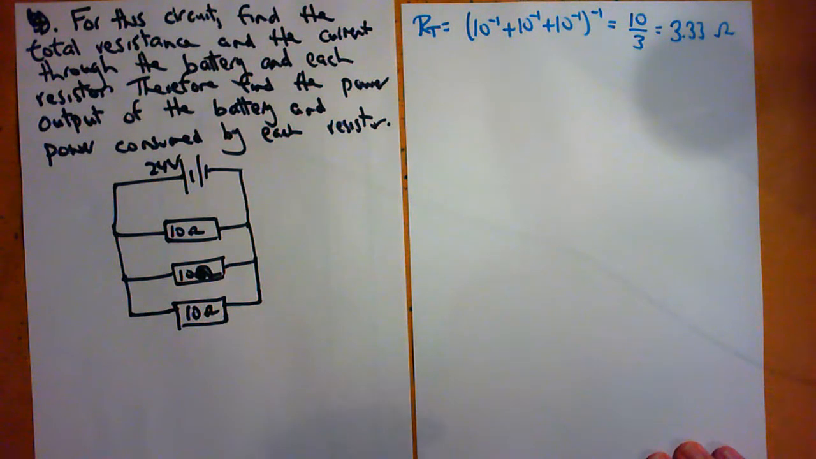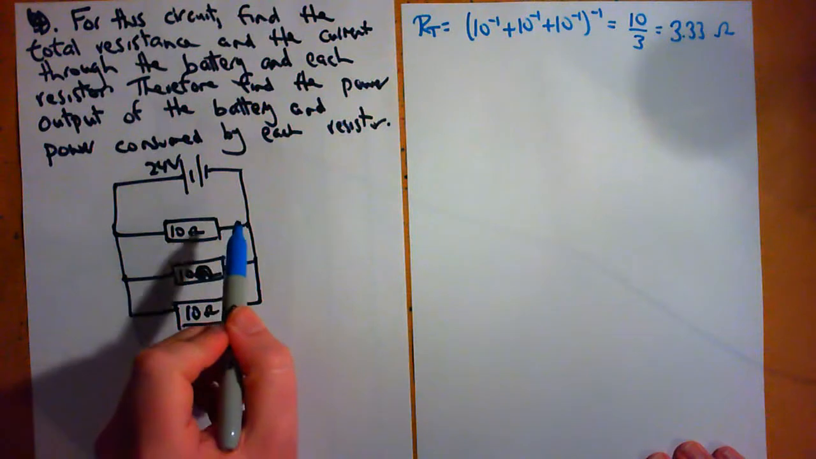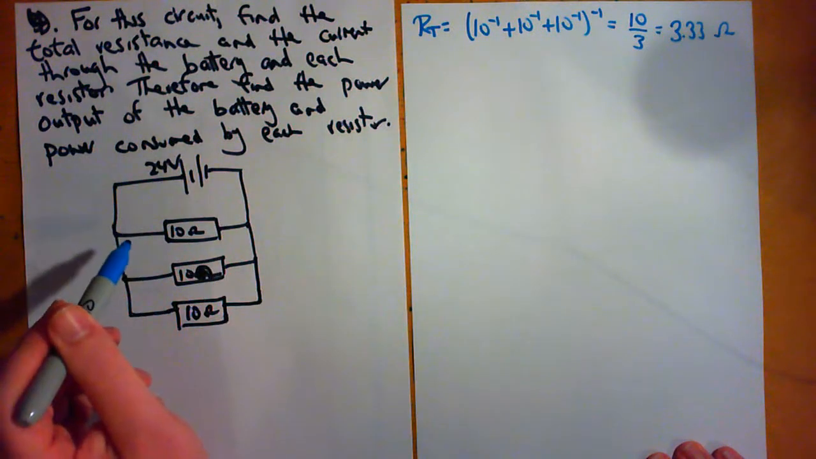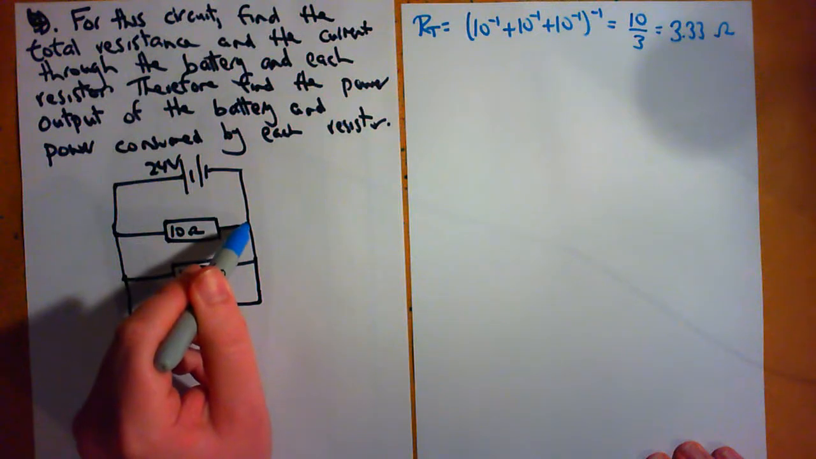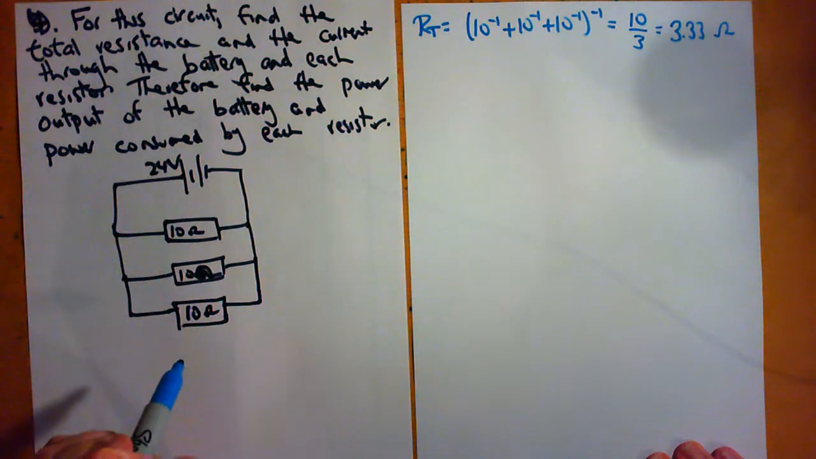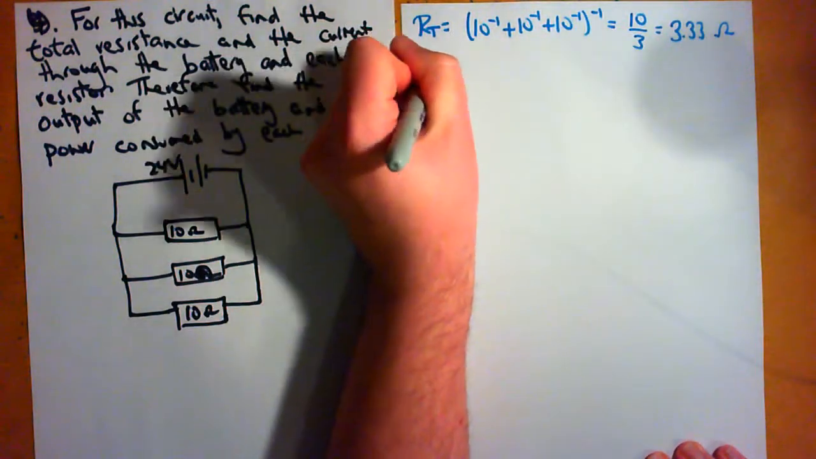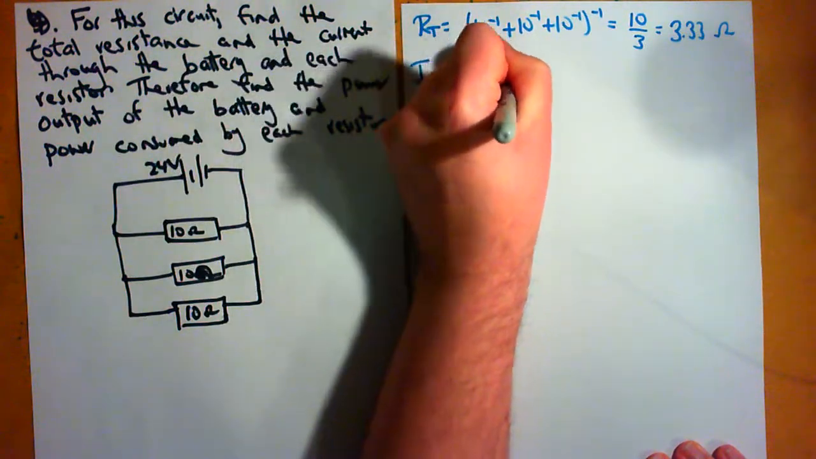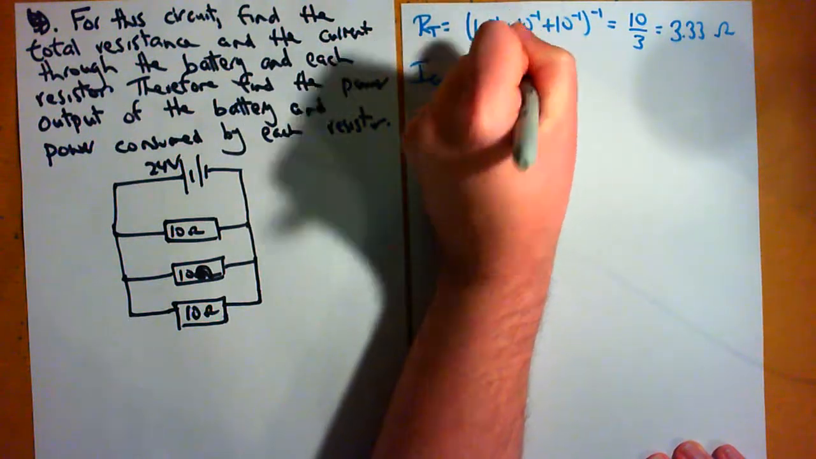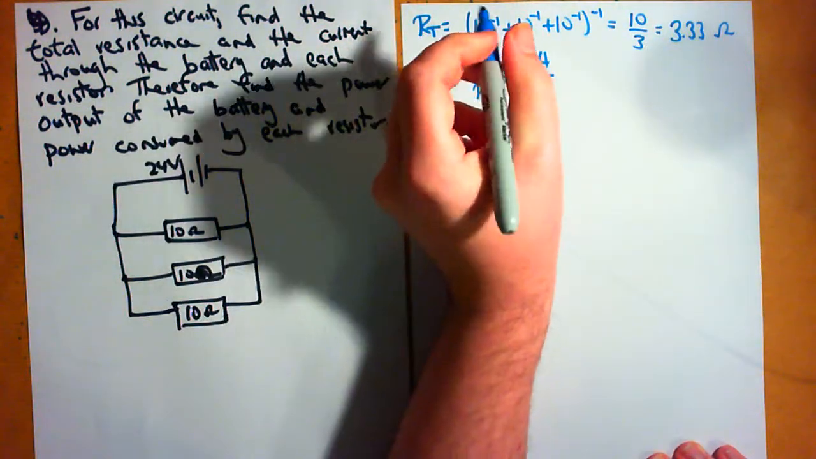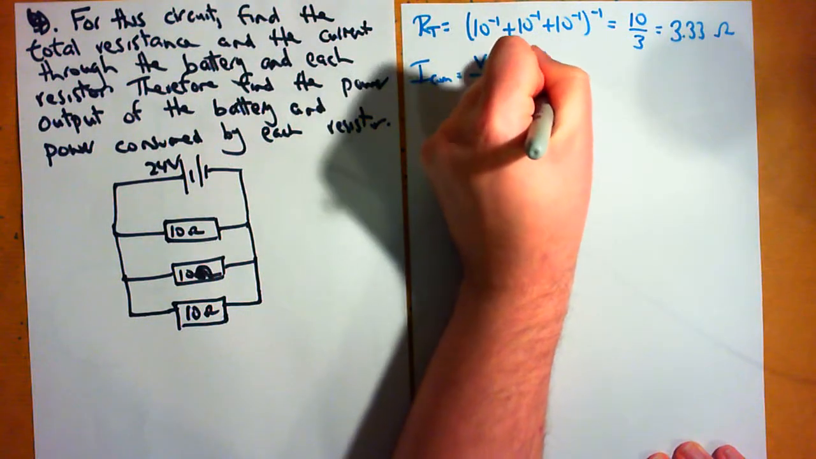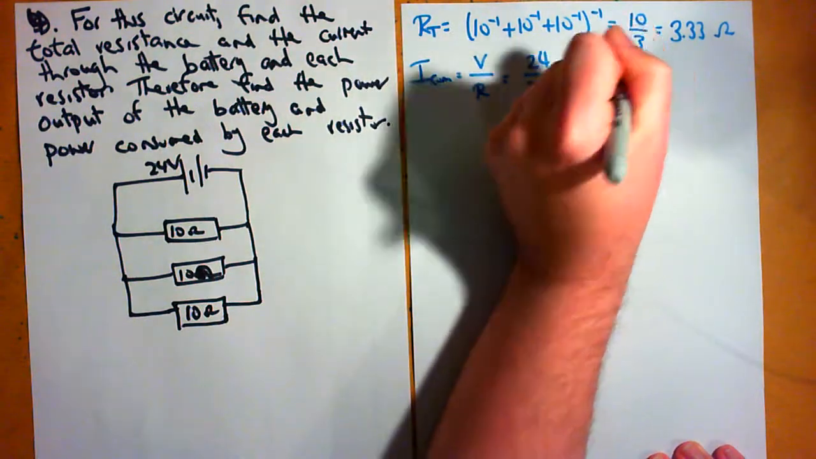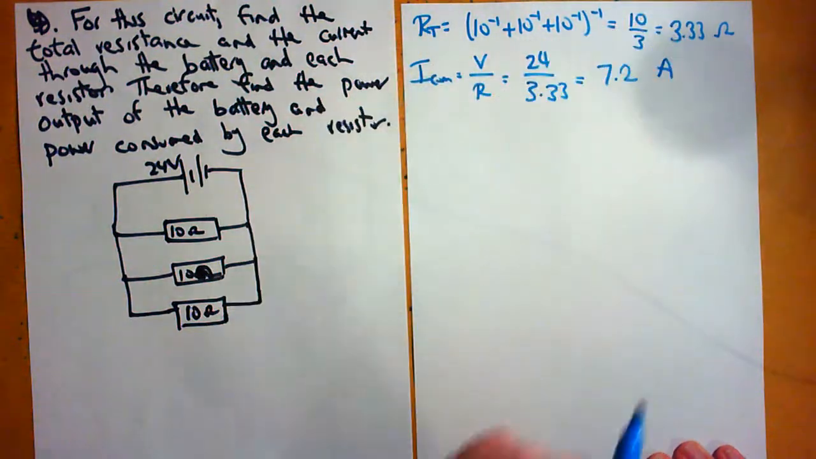Now let's get the current through the battery. That means the common current, which is the part of the loop that all 3 paths have in common. So it's going to be from this point around to that point. We need to work out what the common current is. ICOM is going to be V divided by R, where V is 24 and the R we're using here is the total resistance, 3.33, and if we calculate that, we get 7.2 amps.